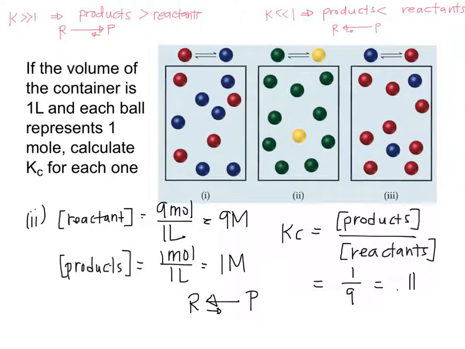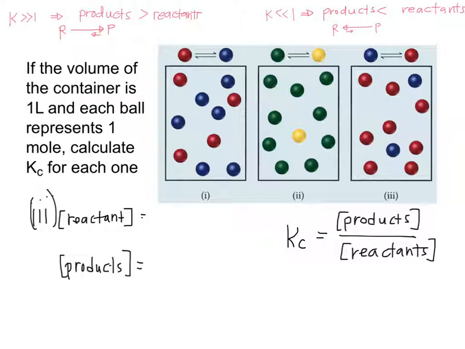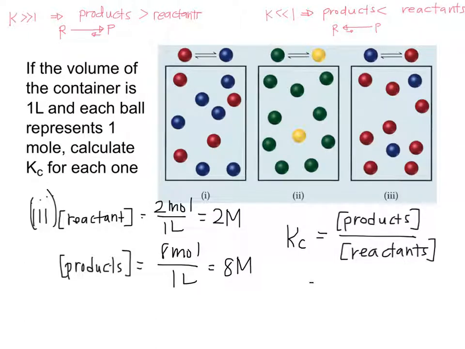And for the final example, we can see that there are 1, 2 reactants, which means that there are 2 moles in 1 liter, which means there's 2 molar concentration of the reactants. And for the products, there are 1, 2, 3, 4, 5, 6, 7, 8 moles. So there is an 8 molar concentration of the products. And so if we look for the equilibrium constant, it will be 8 divided by 2, which is 4. And this definitely does show us the ranking we did in the first part is correct, where 3 had the largest Kc value and 2 had the smallest Kc value.